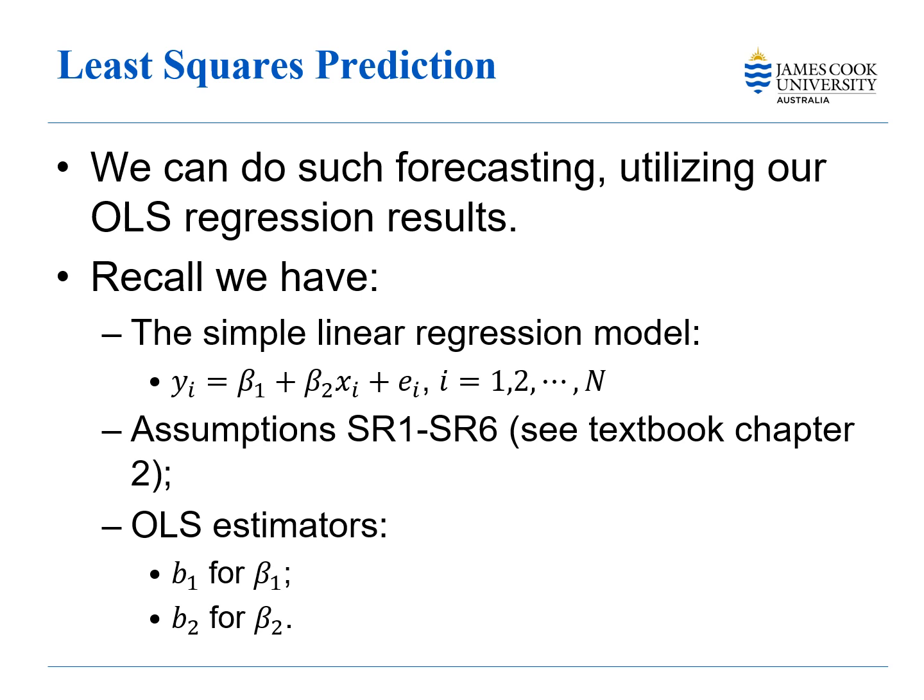Utilizing our OLS regression results, we can actually do such a forecasting. So recall that we have a simple linear regression model of this, and under the assumptions SR1 to SR6, we developed estimators for beta 1 and beta 2. These are called OLS estimators. B1 is the estimator of beta 1, B2 is the estimator of beta 2, and they are BLUE: best, linear, unbiased estimators. The B1 and B2 are random variables, normally distributed.